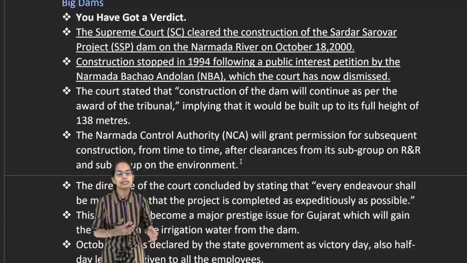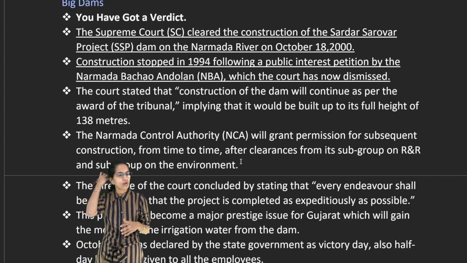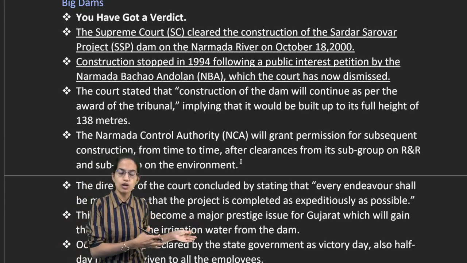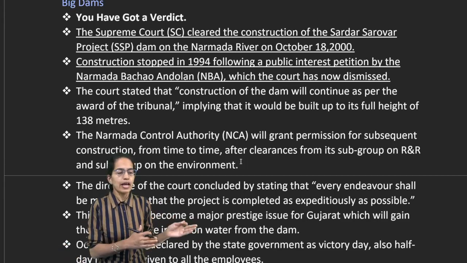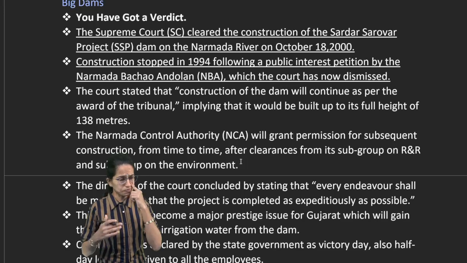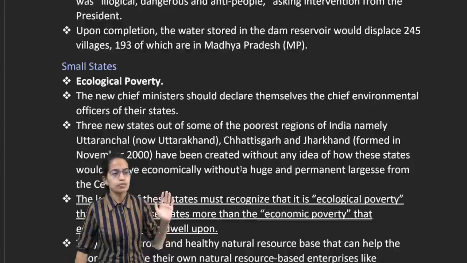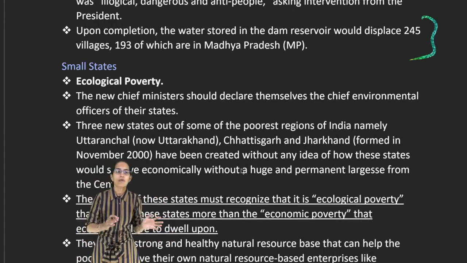The next is the dam, the Narmada River conflict that was seen. So, for the Sardar Sarovar Dam, the construction rules were cleared in 2000. The construction was stopped in 1994 in the light of the Narmada Bachao Andolan by Medha Patkar. And later on, we saw that the project was delayed, and finally the verdict was passed, but ultimately it displaced a huge number of villages, mainly from Madhya Pradesh.